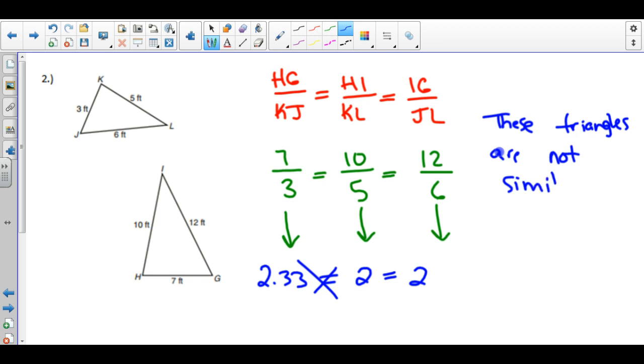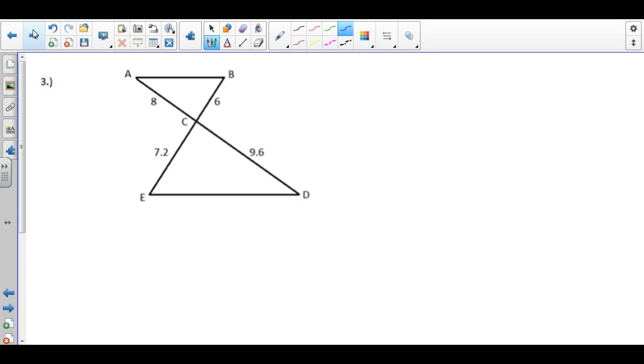And again, the reason being is that all three ratios would have to be congruent or equal in order for the two triangles to be similar. Since we don't have any angle measures here, we need all three sides to be proportional. Versus in the last example, we only needed 2 proportional sides because we had the included angle between them. And then the third example.